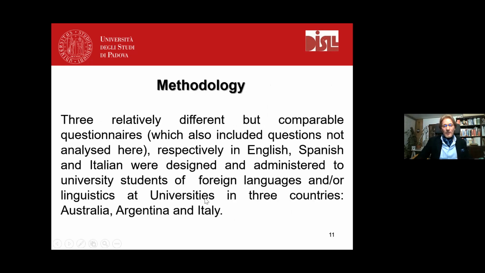The methodology: 3 relatively different but comparable questionnaires, which also included questions not analyzed here, of course, because the questionnaire, as you will see, was extremely complex with different areas touched upon, but respectively in English, Spanish, and Italian, were designed and administered to university students of foreign languages and/or linguistics at universities in the 3 countries: Australia, Argentina, and Italy.